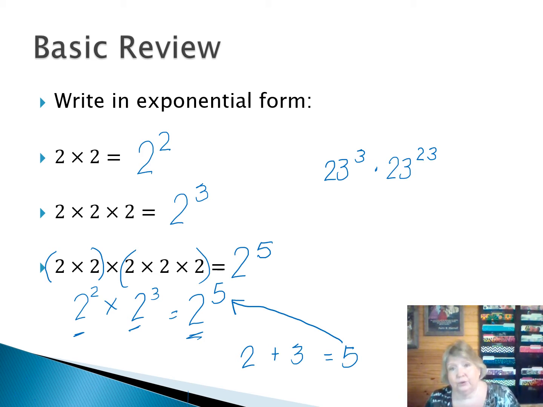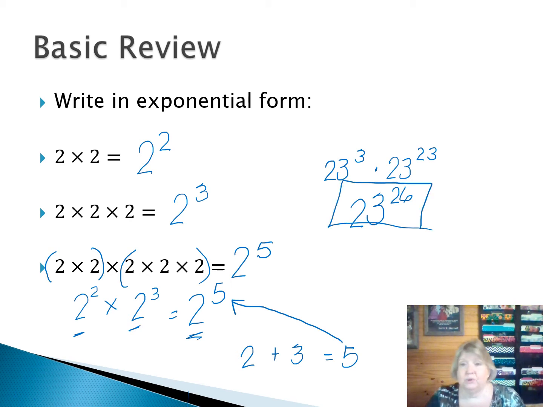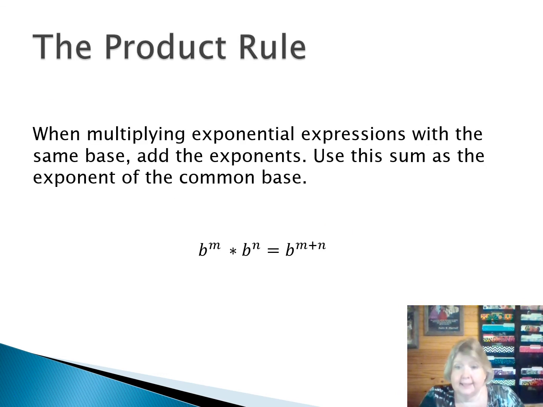So how are you going to do it? You're going to say, well, I've got a common base of 23, so that's the base in my answer. And then you're going to add the exponents. 3 and 23 make 26. And again, that number is too big for a calculator to handle. Stated very plainly, when multiplying exponential expressions with the same base, add the exponents. Use this sum as the exponent of the common base.